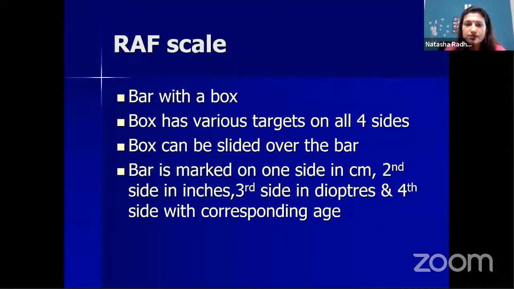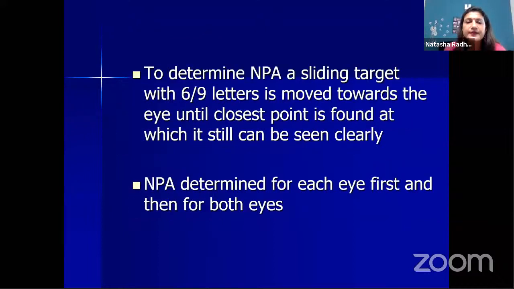It's a bar with a box which has various targets on all 4 sides. The box can be slid over the bar and the bar is measured, one side in centimeters, one side in inches, one side in diopters, and the 4th side shows the corresponding age.